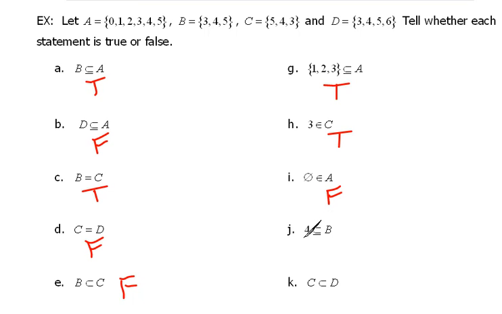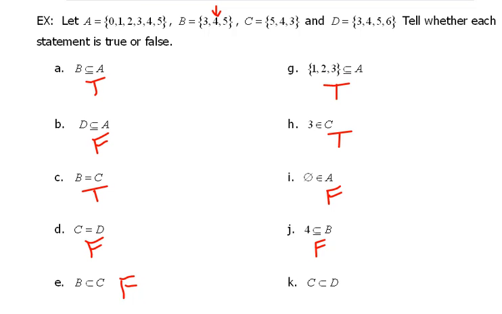Now part J here says 4 is a subset or equal to B. Well, if we look at B, 4 is inside there. But 4 is an element. It's an item inside there. So it cannot be a subset. This is a false statement.